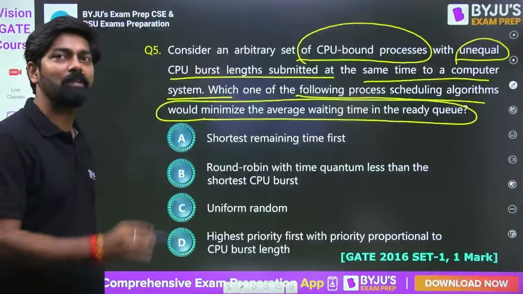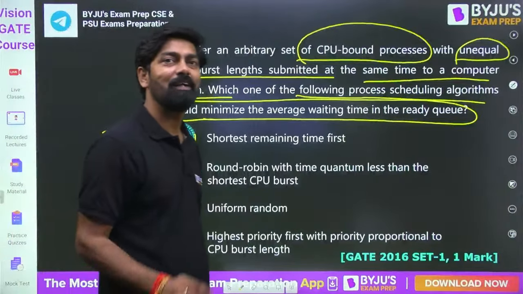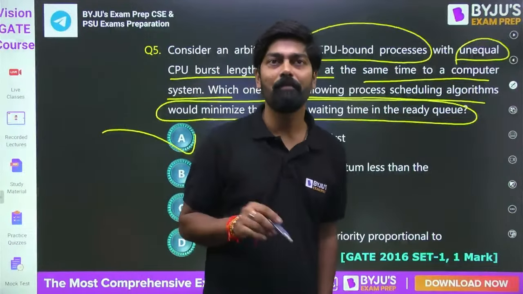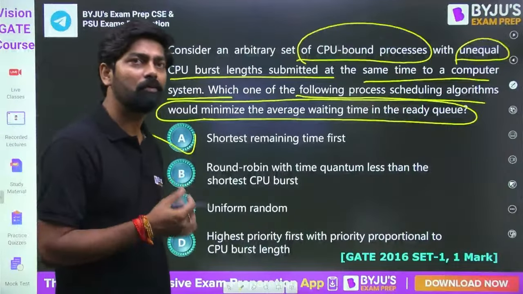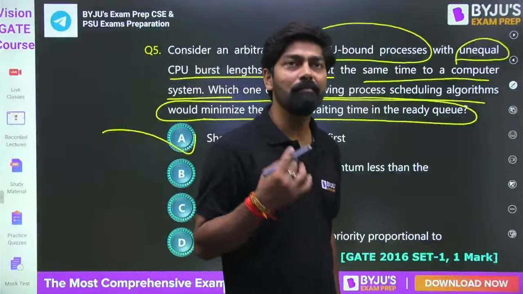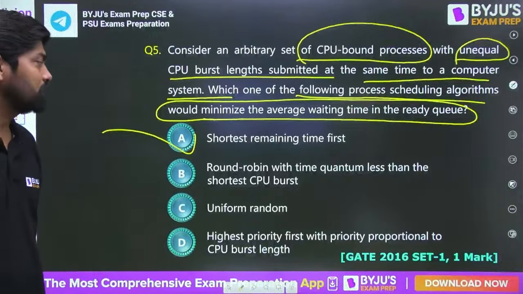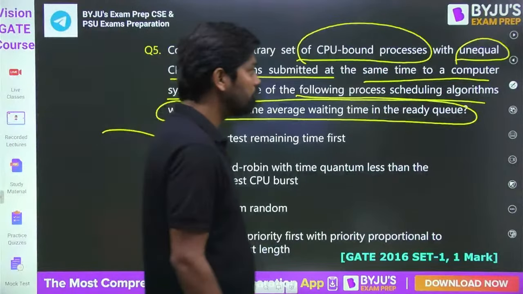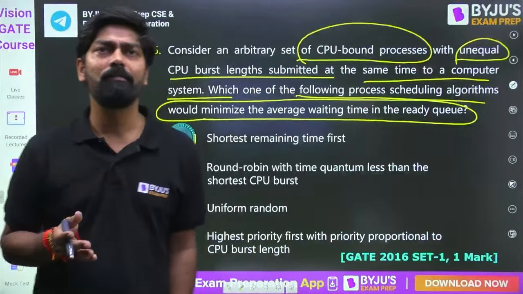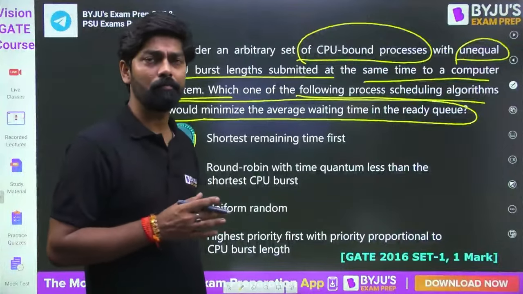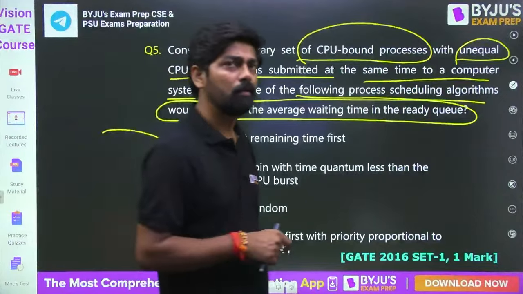So my dear friend, whenever this kind of question comes, you can directly answer shortest remaining time first. It will give you minimum average waiting time and turnaround time. Fine, you can directly take it. If you want, you can take any question and try to solve it. It will give the minimum average waiting time. So shortest remaining time first is the right answer for this one. Because see here, they are telling it is unequal, and they are also telling all are arriving at the same time. It means there is no starvation also if all processes arrive at the same time. Fine. Okay.